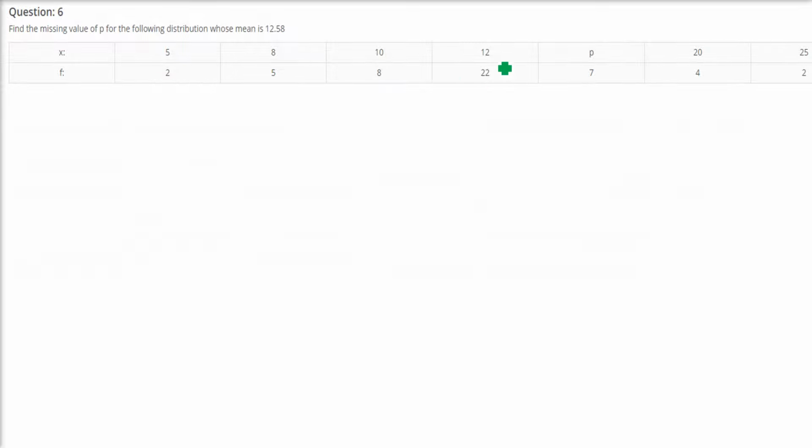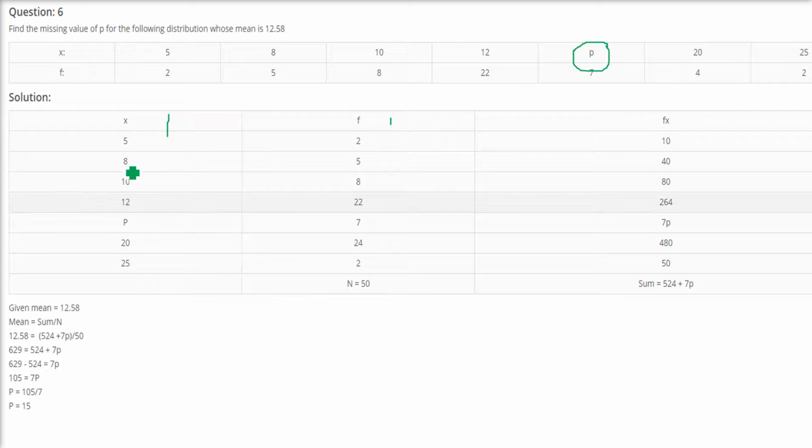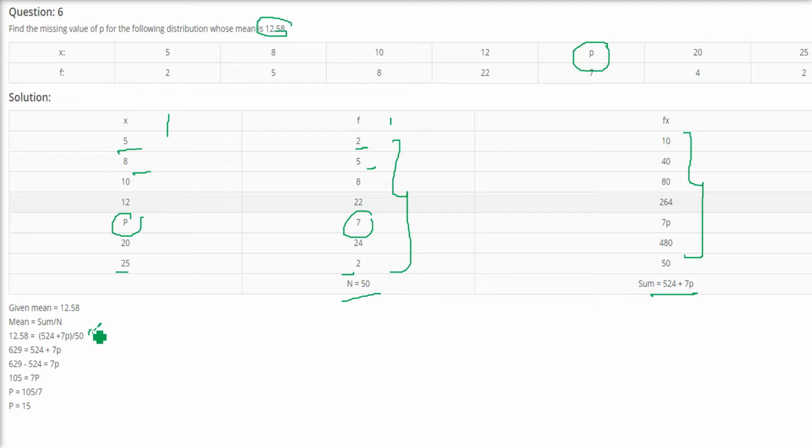We have to find the missing value p, this one. Again, the same thing we are going to do. We'll make a table x and f, multiply these, 5 and 2, 8 and 5, likewise 25 and 2, and we have p also, so p into 7, that is 7p. Now we add all these, this is sigma fx. We add all these frequencies, which is sigma f. We divide them and equate it to 12.58. The sum is sigma fx and this n is sigma f. So p will come to be 15.